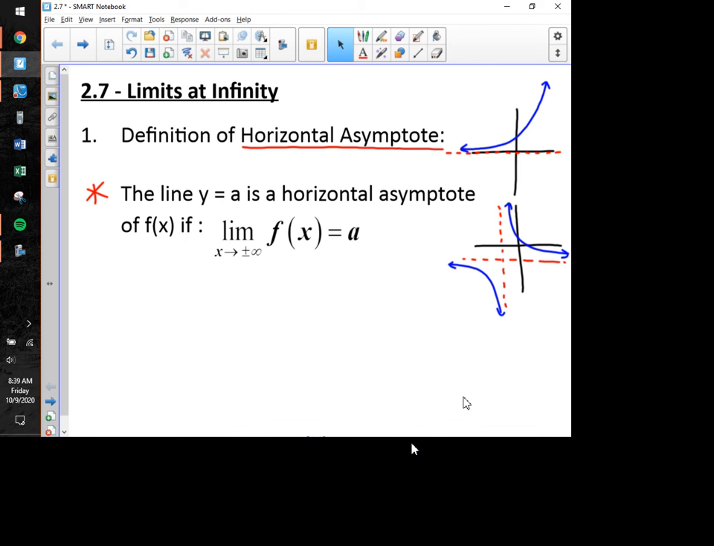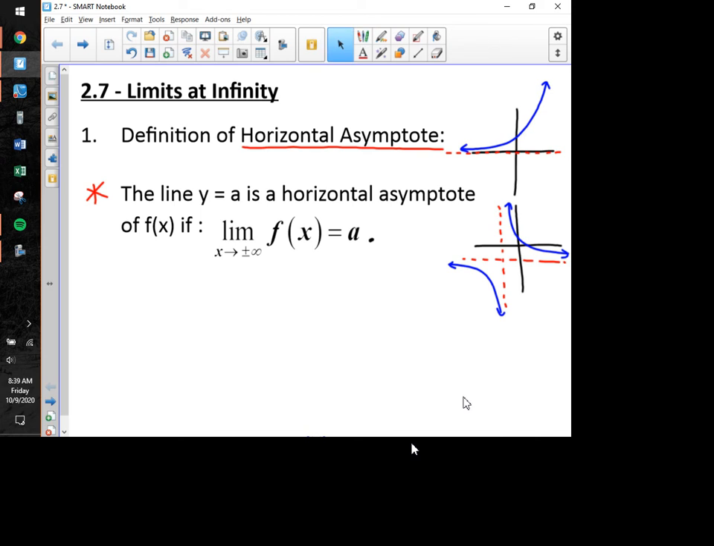The line y equals a is a horizontal asymptote of the function f of x if the limit as x approaches either positive or negative infinity of f of x is equal to that finite value of a. And I suppose there really should be a period at the end of that sentence right there.